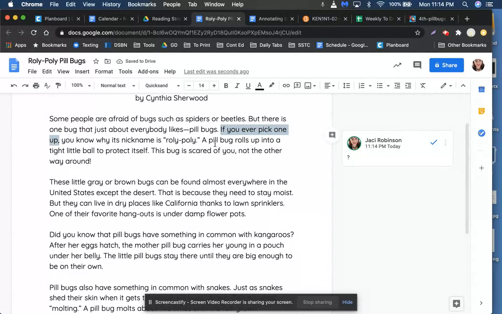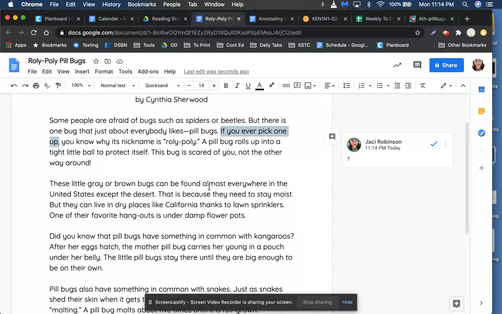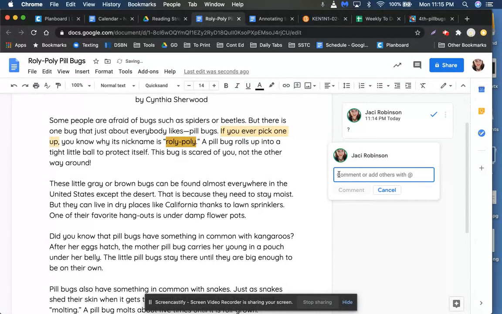All right, a pill bug rolls up into a tight little ball to protect itself. This bug is scared of you, not the other way around. Okay, the other thing I want to know is roly-poly or pill bugs. So when I was a kid, I thought we called them potato bugs. So I'm just going to make a note to myself here. Are these the same as potato bugs?